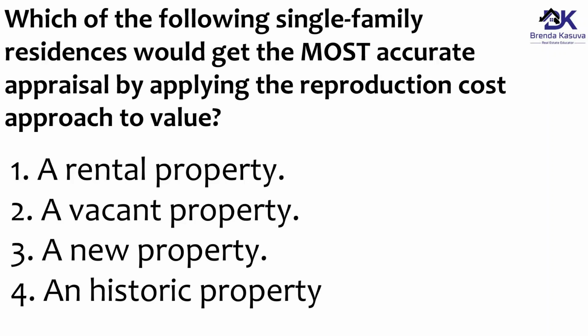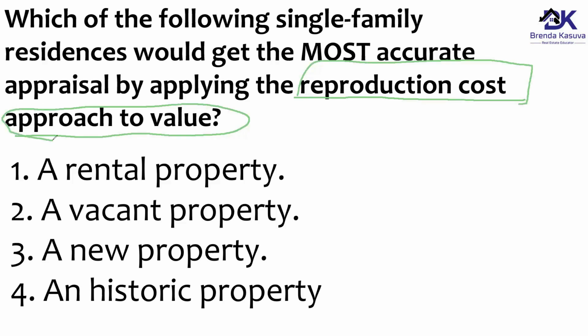Which of the following, and I see the word "most." So which of the following single family residences would get the most accurate appraisal by applying this method? Reproduction cost approach to value. So all of these are used for single family residences, where, again, single family, I'm going to assume you know that somebody's living in it. However, from all the four, which one would get the best value as a result of using reproduction cost?